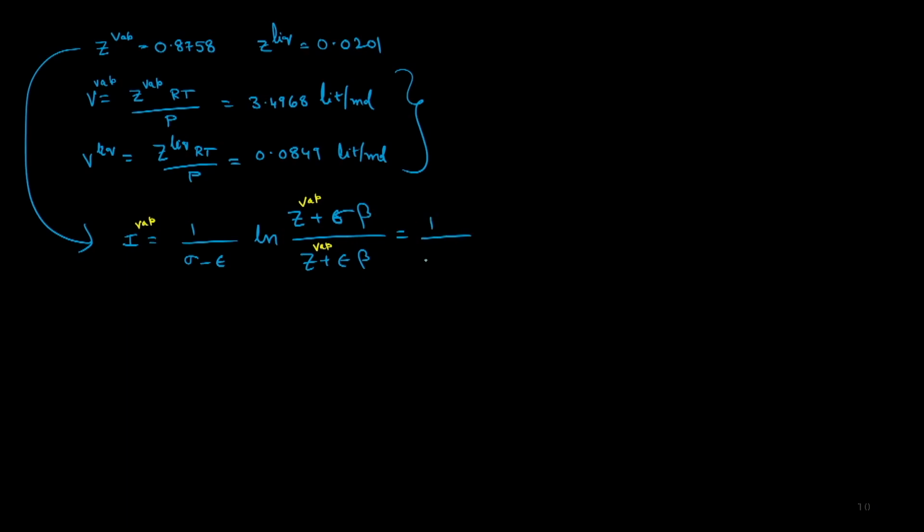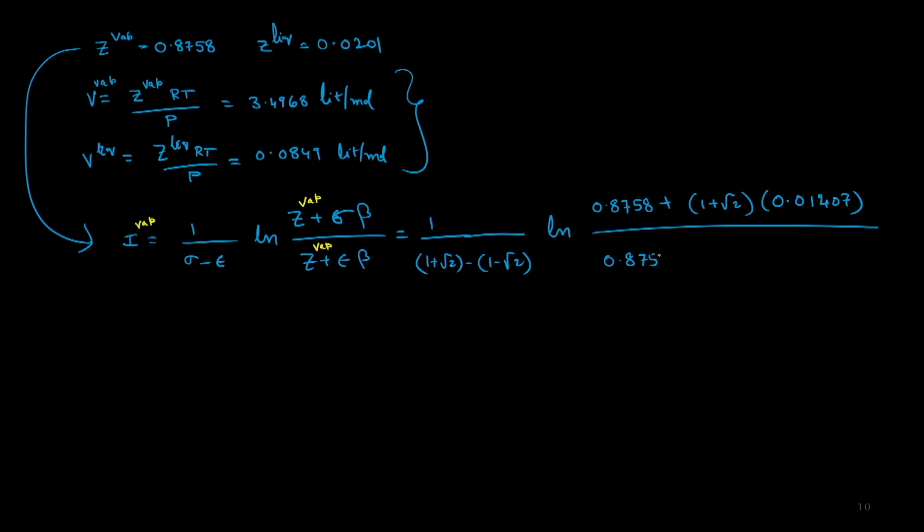I. If you recall, this was 1 plus square root of 2 minus 1 minus square root of 2, right, ln of 0.8758, that was the vapor Z, plus 1 plus square root of 2 beta, 0.01407 over 0.8758 plus 1 minus square root of 2, 0.01407 again for beta. And if I simplify this numerical expression, what I end up is a value for I vapor. In this case, it is 0.0158.